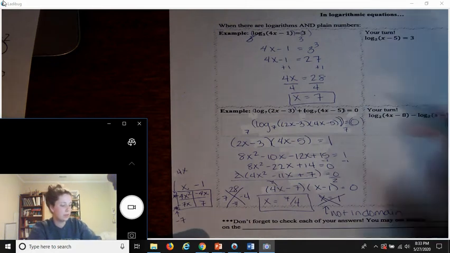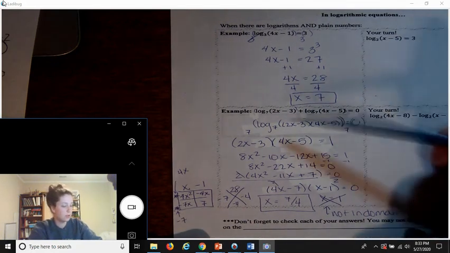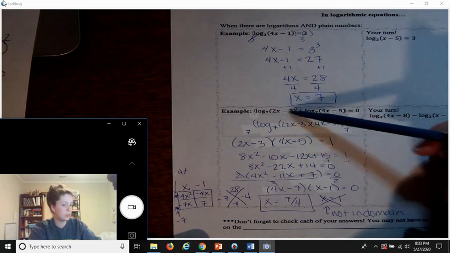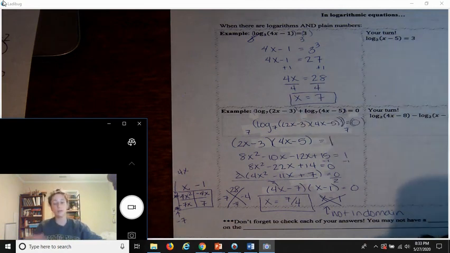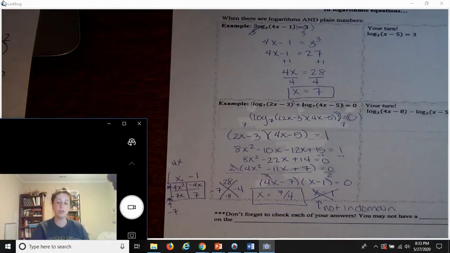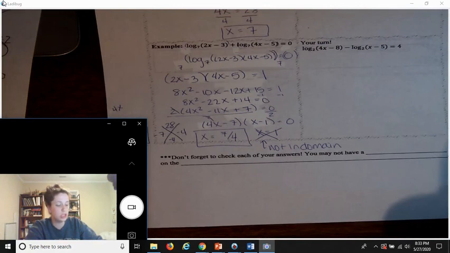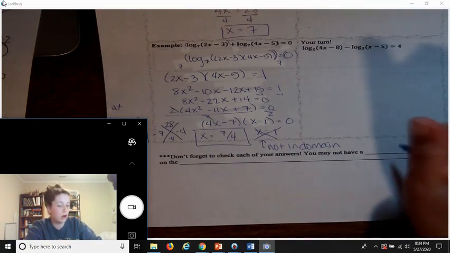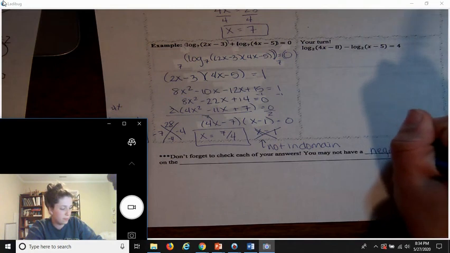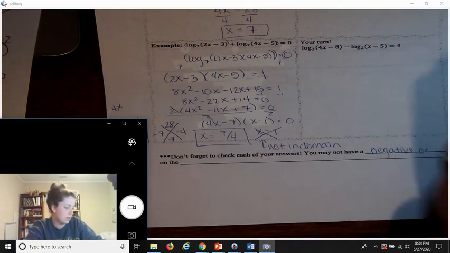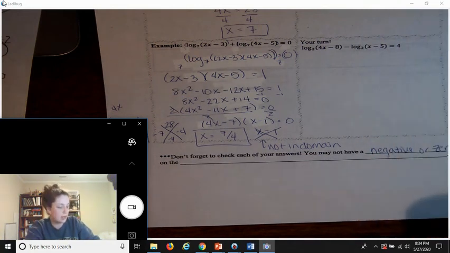That would give me 7 minus 5 here, which is positive. 7 over 2 minus 3, which is still positive. Okay. Yeah, because 7 over 2 is 3.5 minus 3 is 0.5, still a positive value. Okay, so you try the next one and then I will post solutions to it. Then don't forget to check each of your answers. You may not have a negative or 0 on the inside of a logarithm.